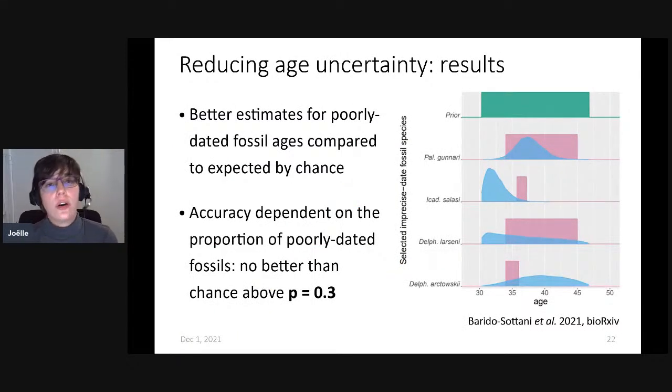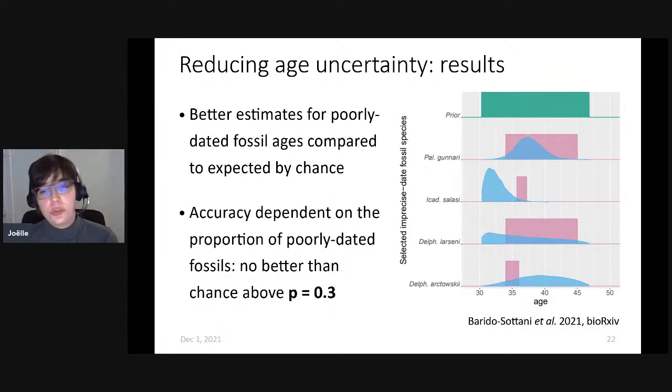Now, the results are, it's possible to use FBD analysis to reduce the uncertainty around badly dated fossil ages. So we got better estimates in our study for poorly dated fossil ages compared to what you would get if you just picked an estimate by chance in the age range of the deposit. However, one caveat is that the accuracy was very strongly dependent on the proportion of poorly dated fossils compared to well-dated fossils. In fact, above 30% of poorly dated fossils, we basically did no better than chance.